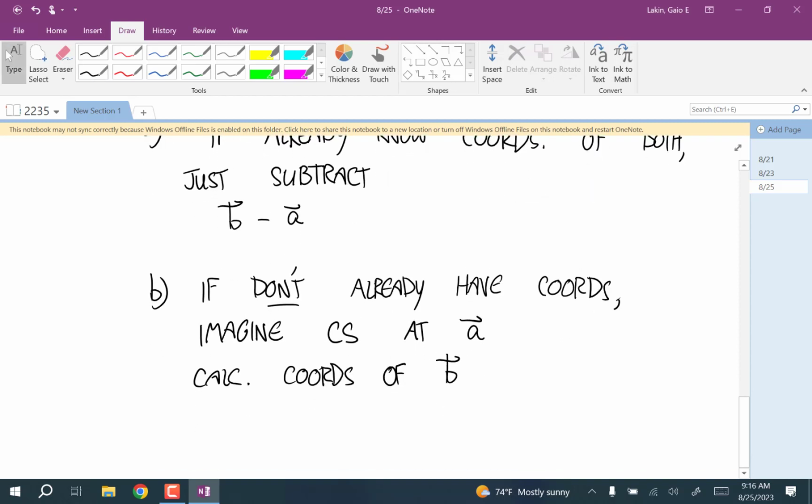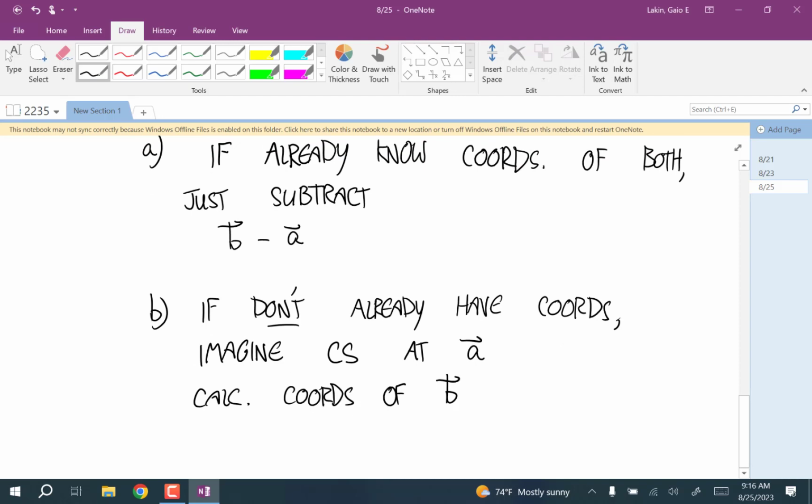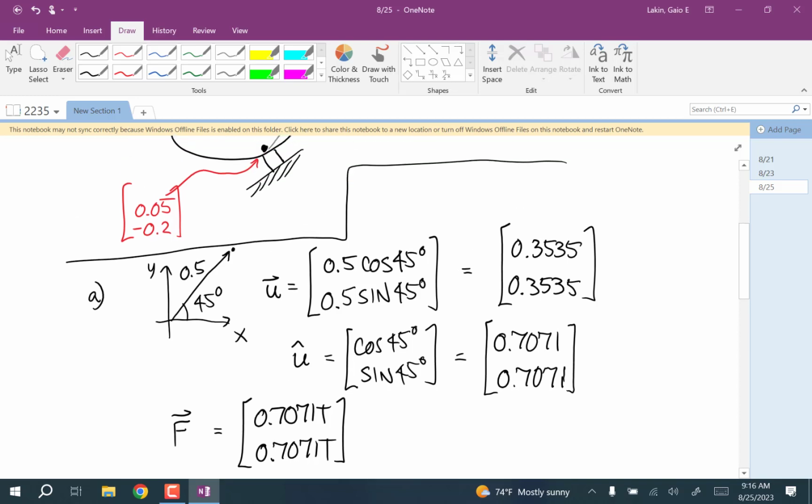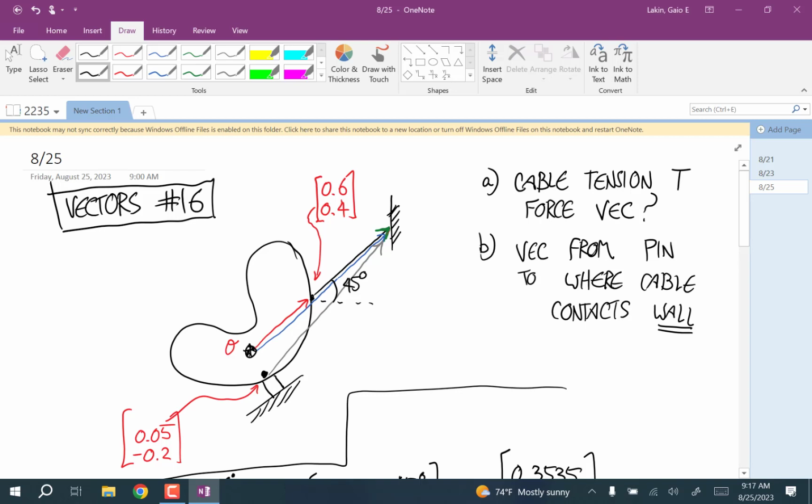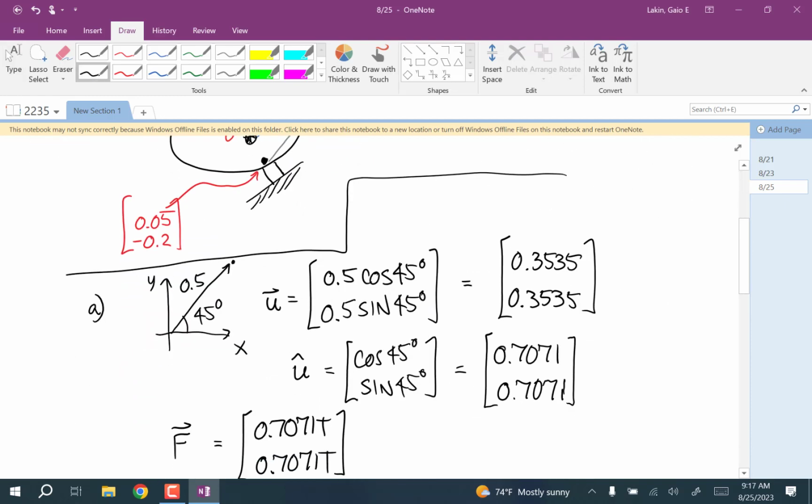Okay, well, notice that we use this B approach in the first part of this problem. To calculate that black vector that goes from the contact with the body to the contact with the wall, we imagine the coordinate system at the starting point, the contact with the body, and then we just calculated the coordinates of where it contacts with the wall. That's what this calculation was, the 0.5 cosine of 45, 0.5 sine of 45.